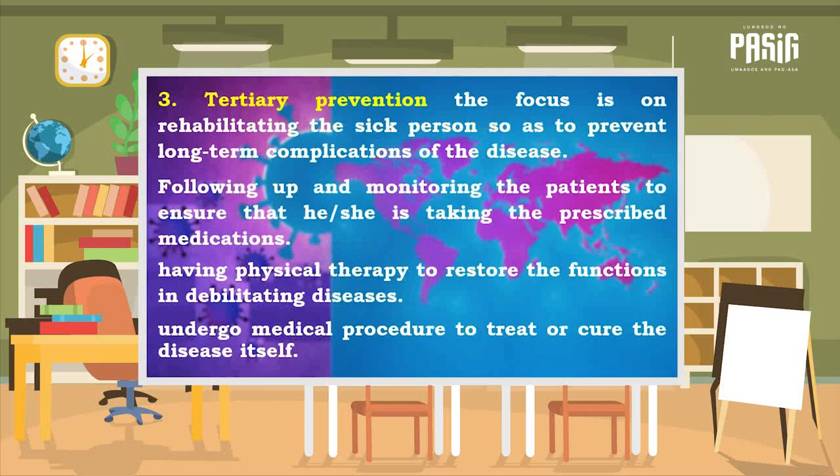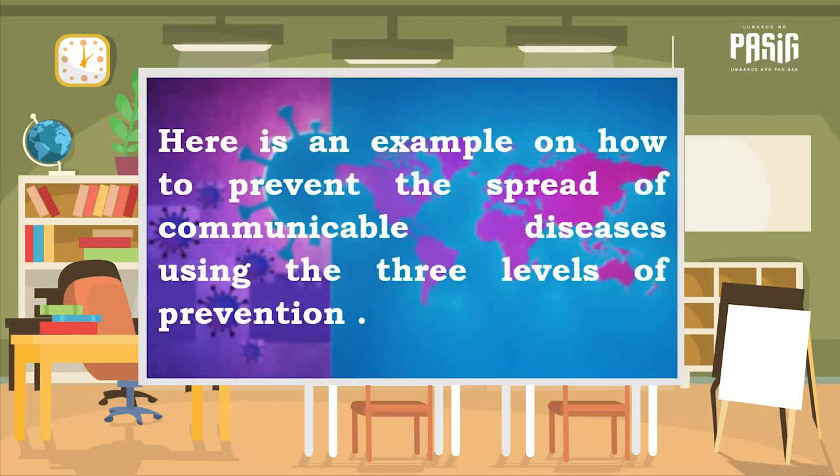The tertiary prevention. The focus is on rehabilitating the sick person so as to prevent long-term complications of the disease. Following up and monitoring the patients to ensure that he or she is taking the prescribed medication. Having physical therapy to restore the function in debilitating diseases. Undergo medical procedure to treat or cure the disease itself.